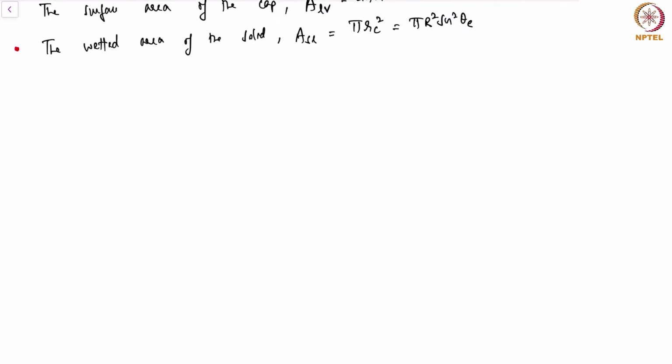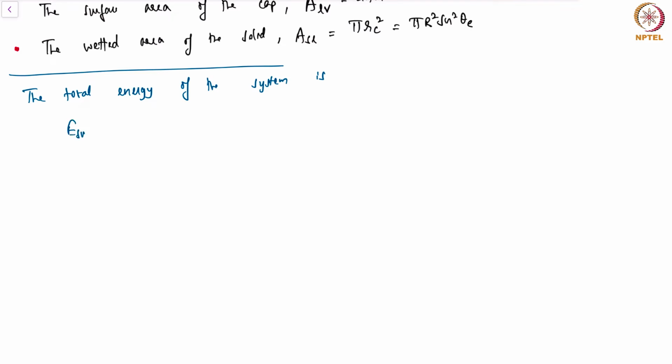And hopefully this also makes the whole process a little transparent. So the total energy of the system, this is the energy functional. This is what we wrote down earlier: gamma liquid-vapor times the liquid-vapor area, plus the solid-liquid area times gamma SL minus gamma SV.